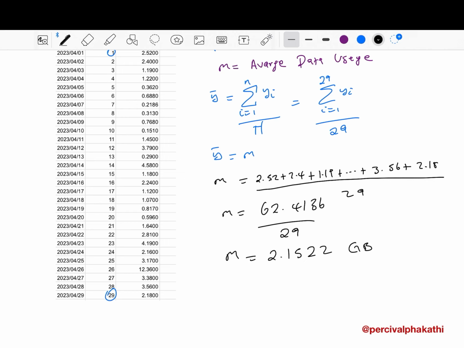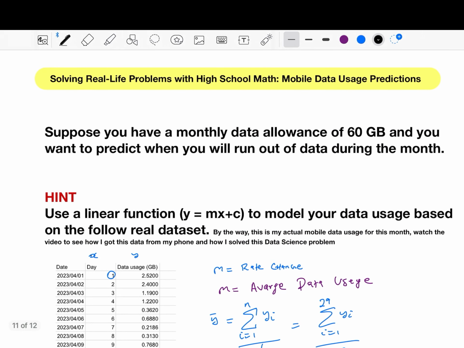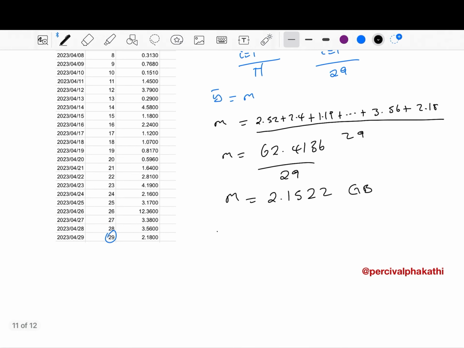Now, let me show you using maths when I am going to run out of this data, because this is what the question is asking here. When are you going to run out of this data of 60 gigabytes? So you have your equation again. You have your y is equal to mx plus c. Remember, your y, which is data usage, is equal to your gradient times days.